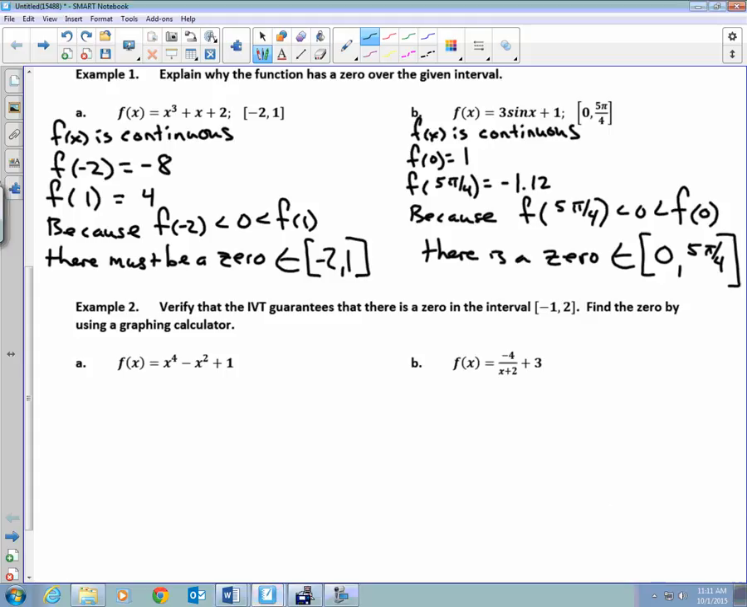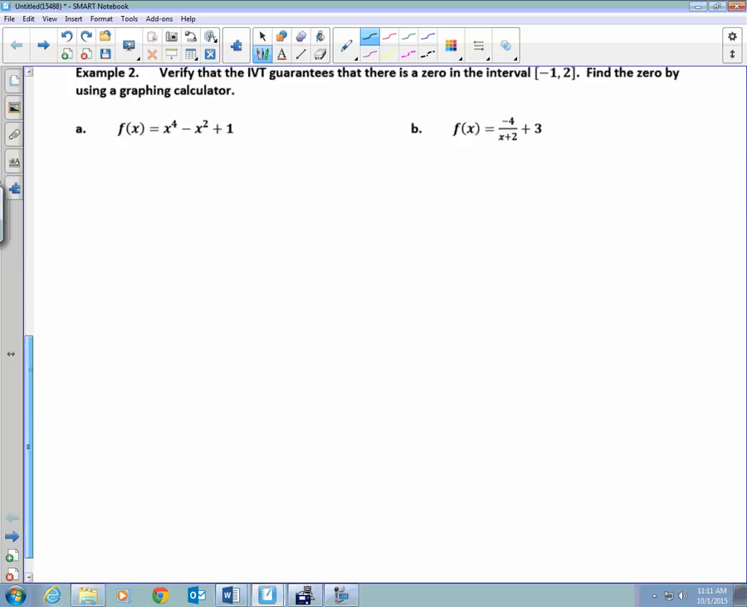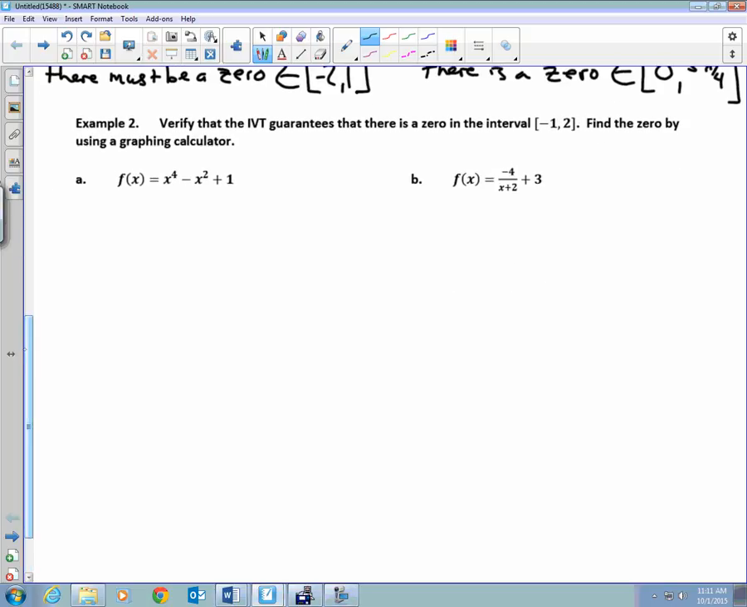Okay, let's look at the next one. It says verify that the intermediate value theorem guarantees there is a 0 in the interval -1, 2, and find the 0 by using a graphing calculator. So first of all, is this a polynomial? Yes. And since it's a polynomial, I just made these notes this morning because I didn't like the lesson from last year. We do have to switch that to minus. That's the one mistake on this.